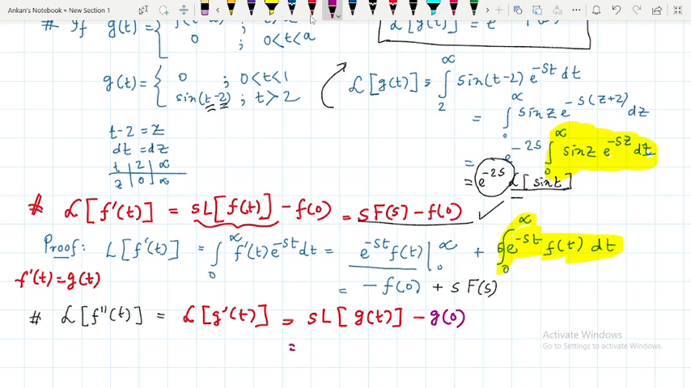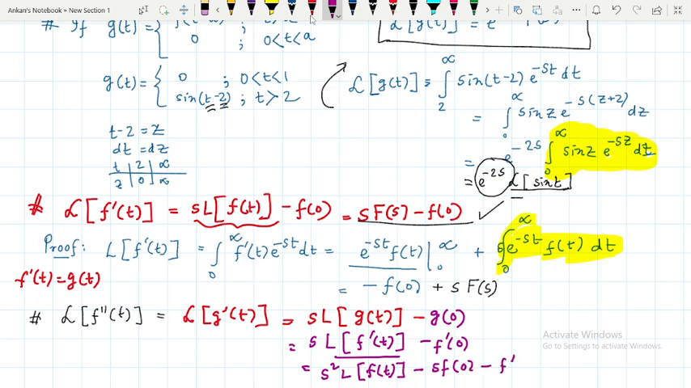So this is also s times the Laplace transformation of f prime t minus g(0), meaning f prime 0. So the Laplace transformation becomes s squared times the Laplace transformation of f(t) minus s f(0) minus f prime 0. This is the final result. So the Laplace transformation of the double derivative of a function is s squared times the Laplace transformation of the function minus s f(0) minus f prime 0. Similarly, you can generalize now.